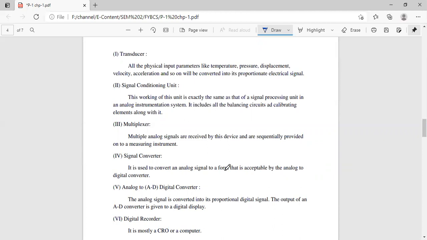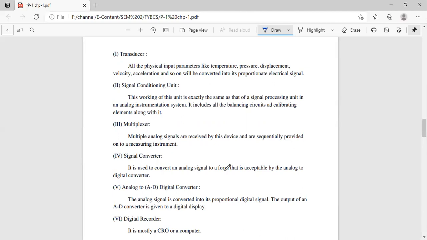After that, the third stage is multiplexer. What is multiplexer? Multiple analog signals are received by this device. Obviously, we know the function of a multiplexer. It will accept multiple inputs and it will provide a single output. Same thing is going to happen in this case. Multiple analog signals are received by the multiplexer and those are sequentially provided to the measuring instrument. One after another, we are going to provide those inputs to the measuring instrument.